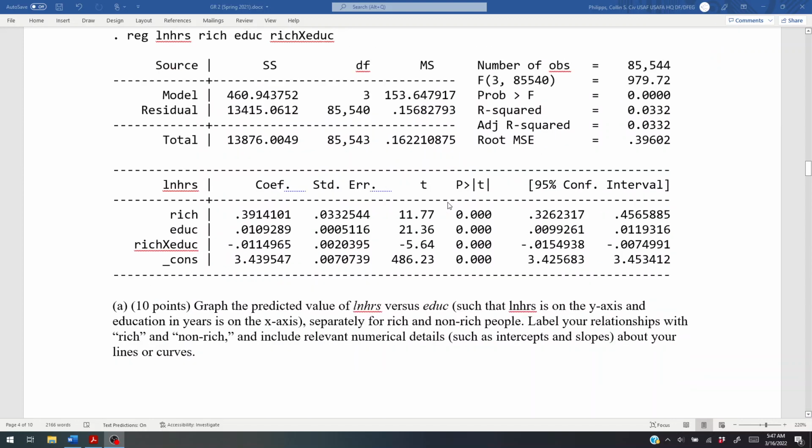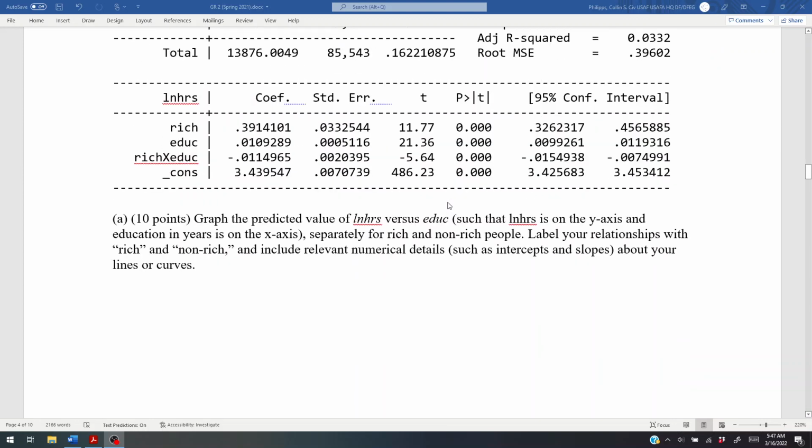What does this want from us? 10 points. Graph the predicted value of natural log of hours versus education, such that log hours is on the y-axis and education in years is on the x-axis, separately for rich and non-rich people. Label your relationships with rich and non-rich and include relevant numerical details such as intercepts and slopes about your lines or curves. Oh my goodness.